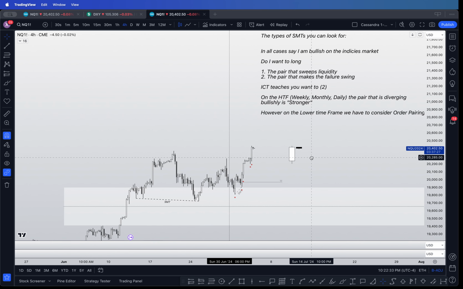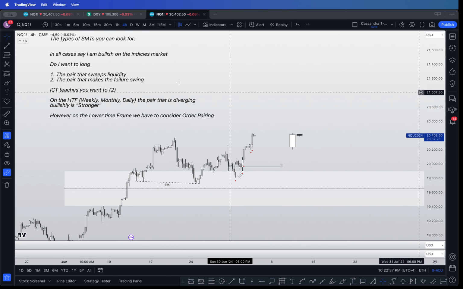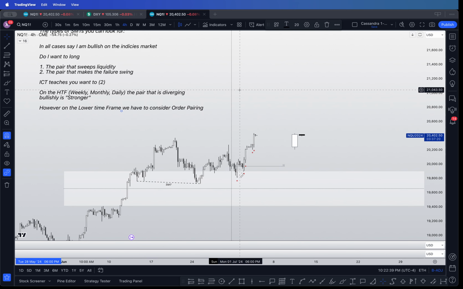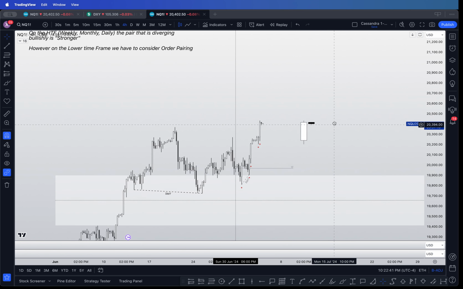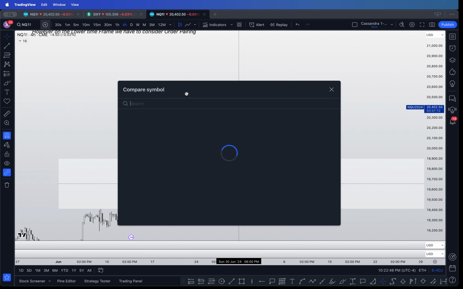So let's consider the dynamics of that argument and show why NASDAQ was clearly the better option to long this week. Not only did NASDAQ trade in below these lows, order pairing them, I'm also going to grab my ES chart here so we can compare them.